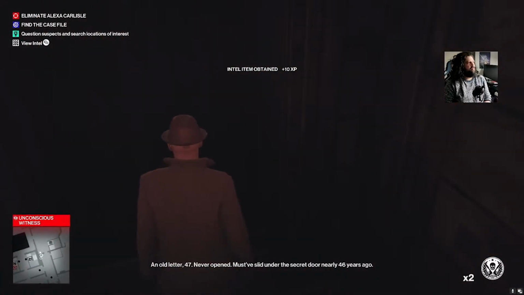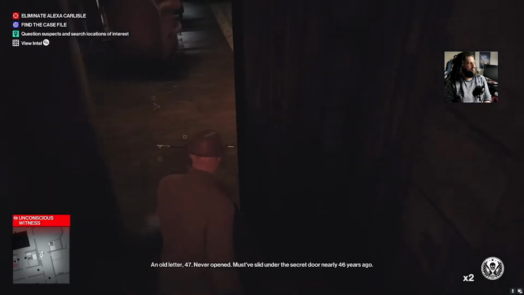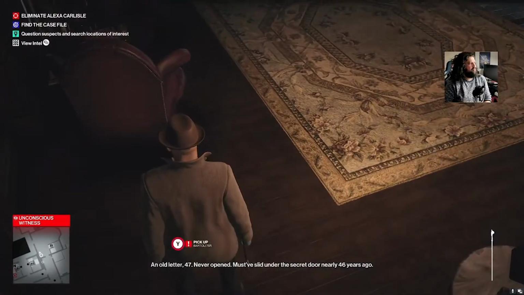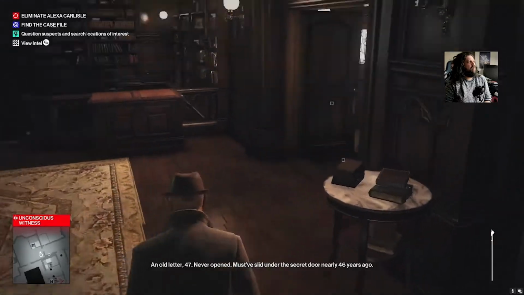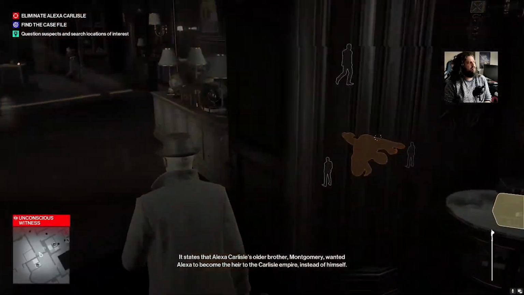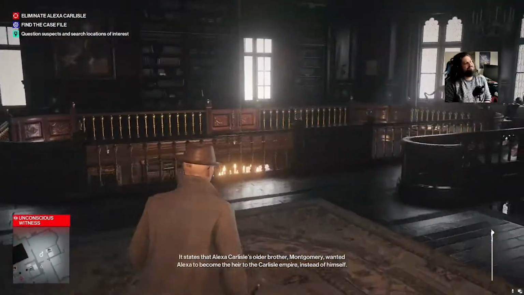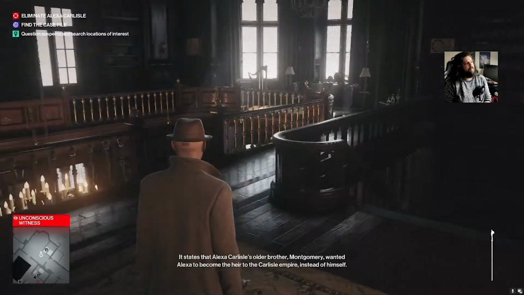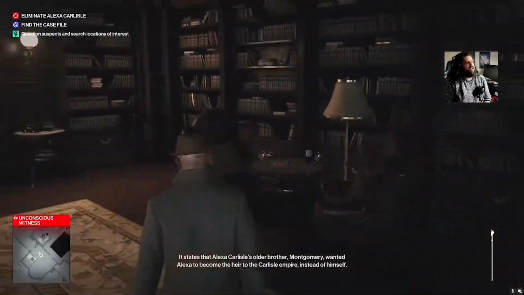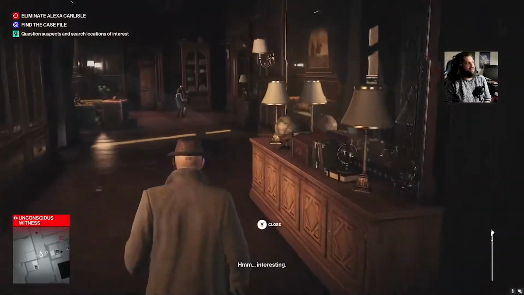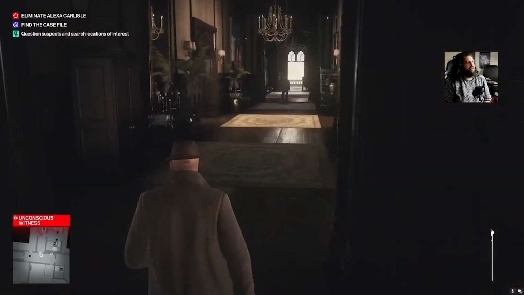An old letter, 47. Never opened. It must have slid under the secret door nearly 46 years ago. It states that Alexa Carlyle's older brother, Montgomery, wanted Alexa to become the heir to the Carlyle Empire. I'm trying to think if there's a way to get a key for that thing, but I'd have to beat up Emma and take it from her.